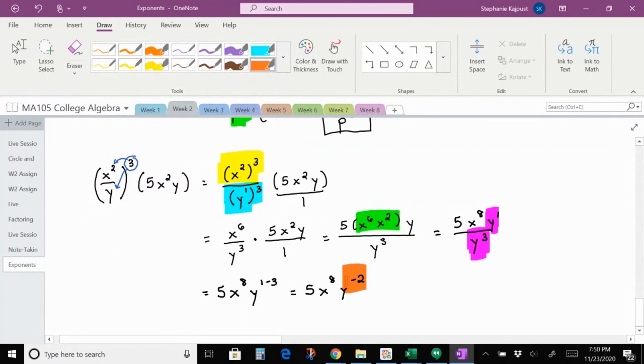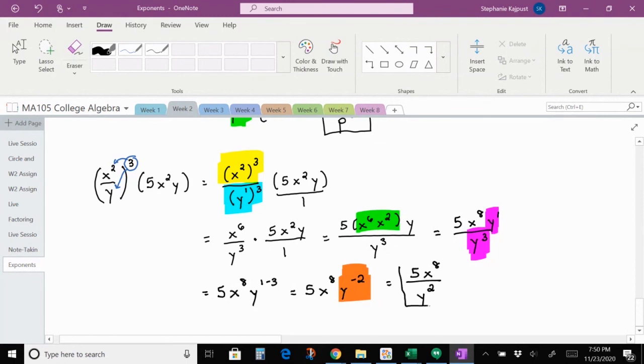And I need to take that negative 2 and rewrite it so it has a positive exponent. So my 5 and my x to the 8 stay on top. And then that y is going to become y to a positive 2, but now it's in the denominator.